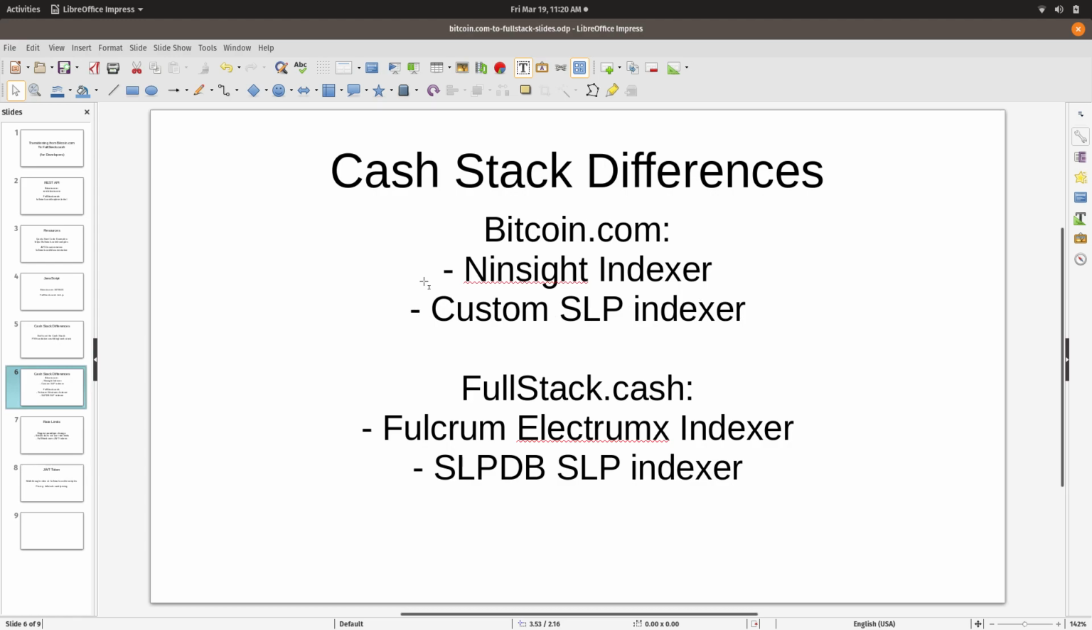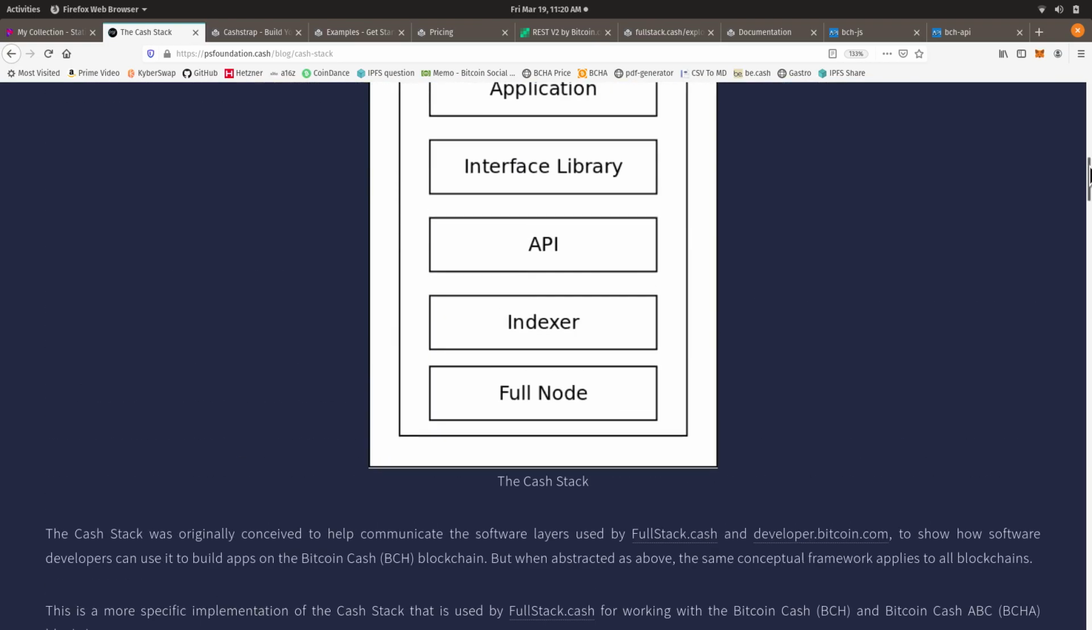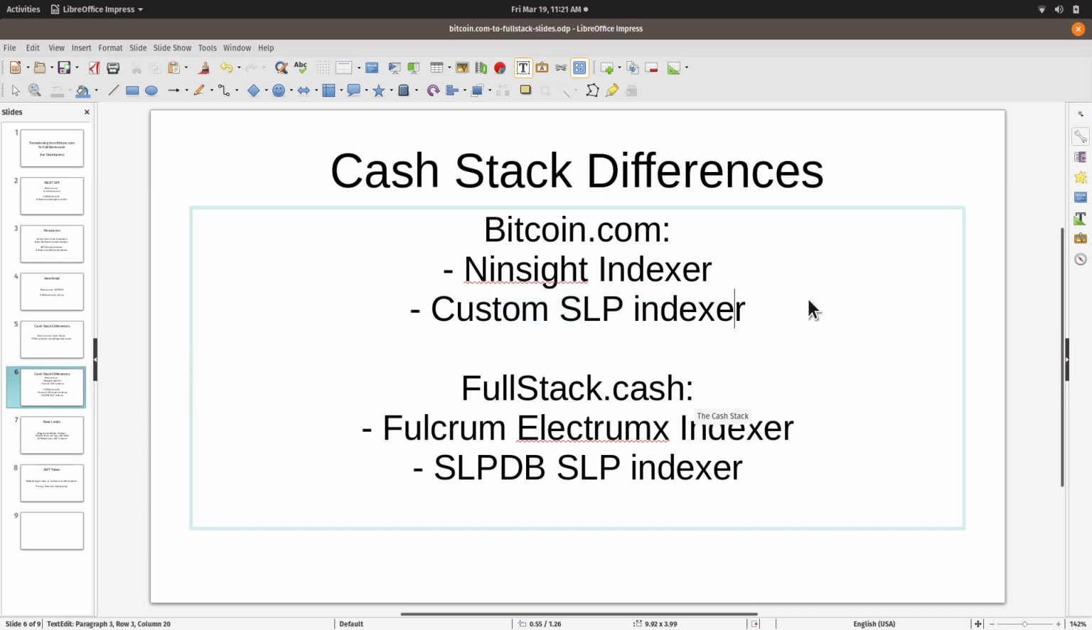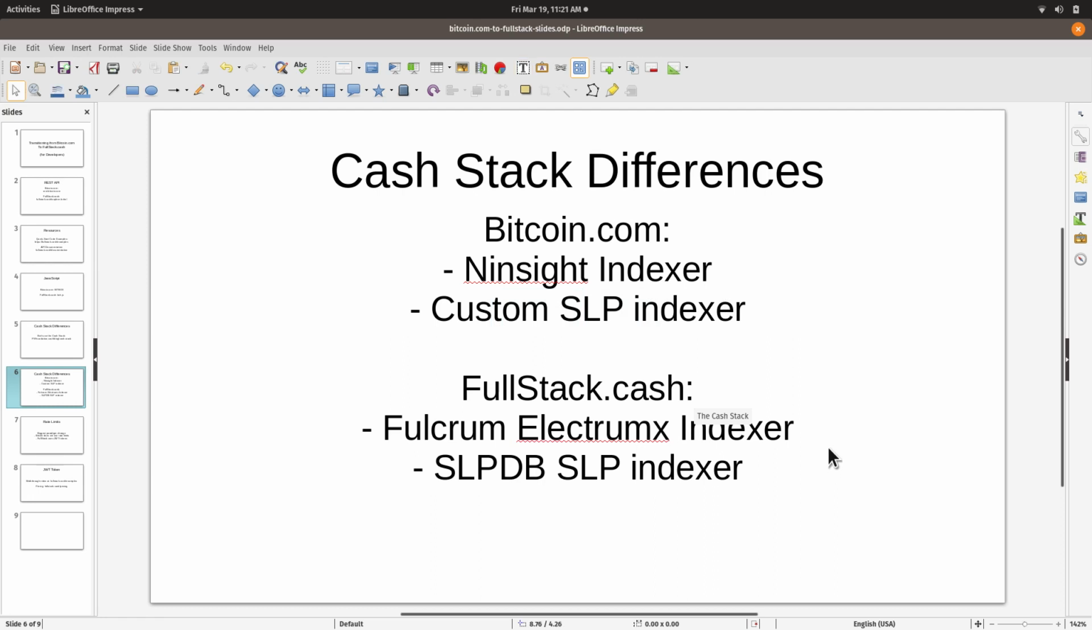There are some differences, though, particularly when it comes to the indexer layer. Bitcoin.com uses what they've dubbed NinSite, which stands for "not Insight." Insight was an older indexer that they used, and eventually it kind of died, and they built their own version that worked the same but was not Insight, so they called it NinSite. And it's custom, it's proprietary. My understanding is it is not open source. And then they also have their own custom SLP indexer, which I believe is open source, but I don't think anybody runs it other than Bitcoin.com.